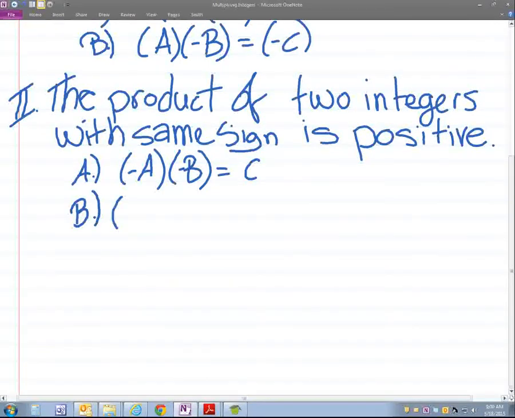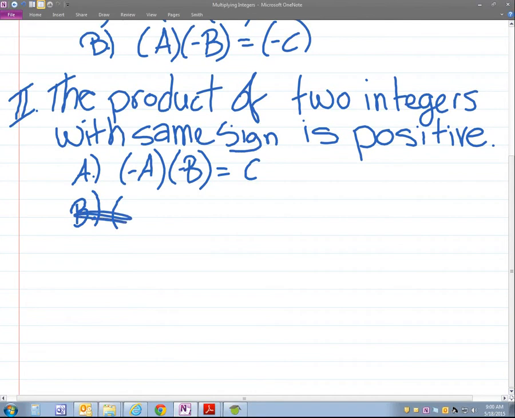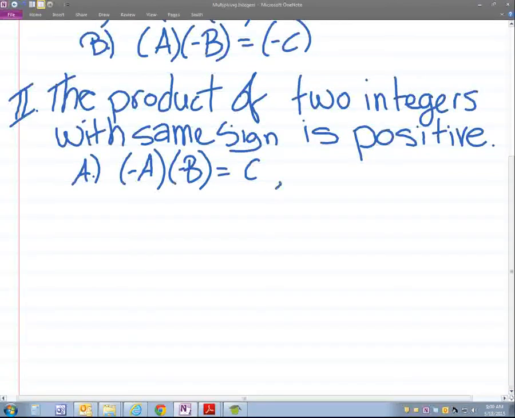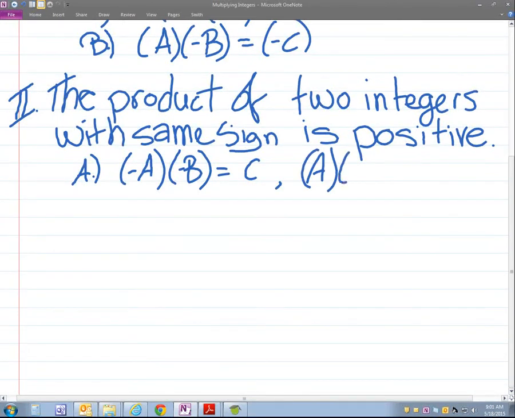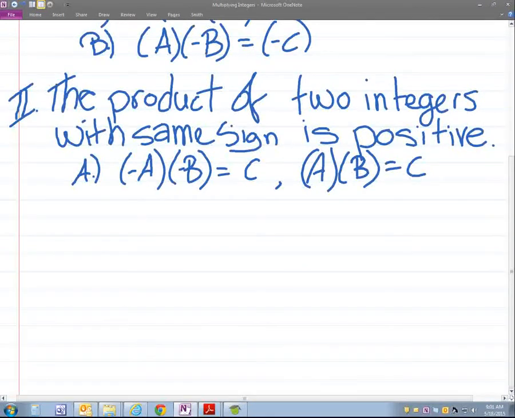So there's algebraically. Two positives make another positive. Think about what you've been doing since second grade. 5 multiplied by 4 is positive 20.